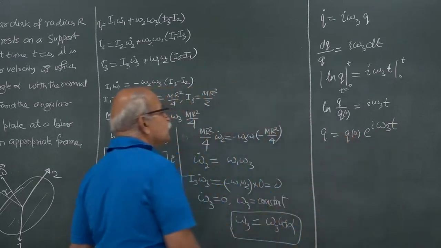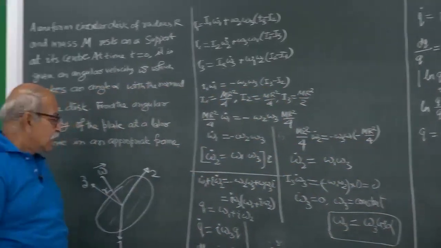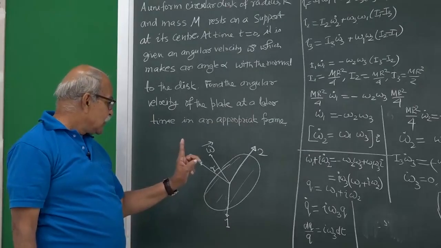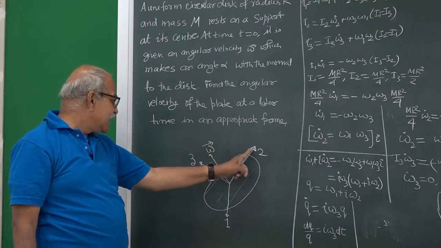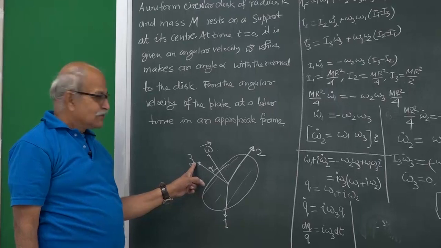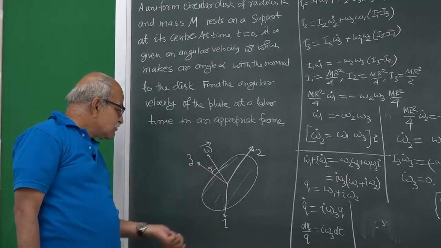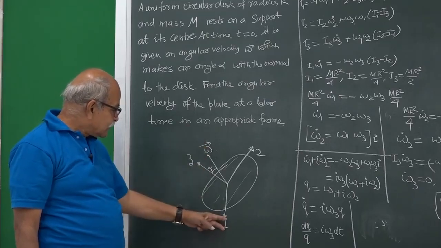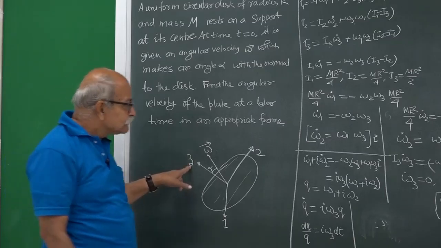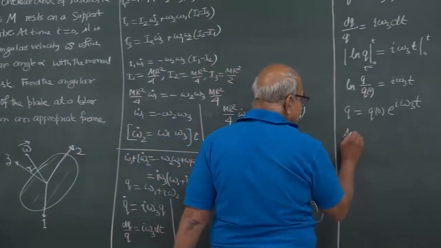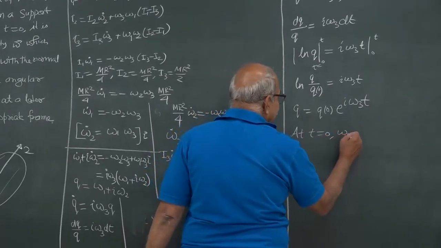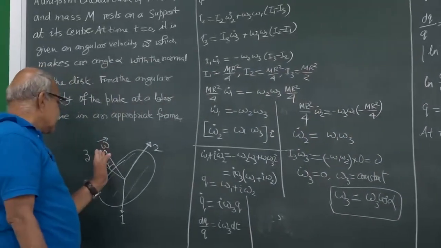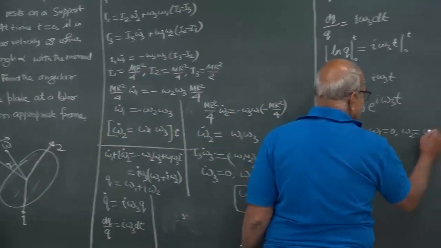What is this q 0? At t equal to 0, what is q? Q is defined here. At t equal to 0, I had taken my 2 axes in the plane of omega and this 3 axis. So, these are in one plane and this is perpendicular to that plane, and therefore omega has no component in one direction. So, omega 1 is 0. So, at t equal to 0, omega 1 is 0 and omega 2 is omega sin alpha.